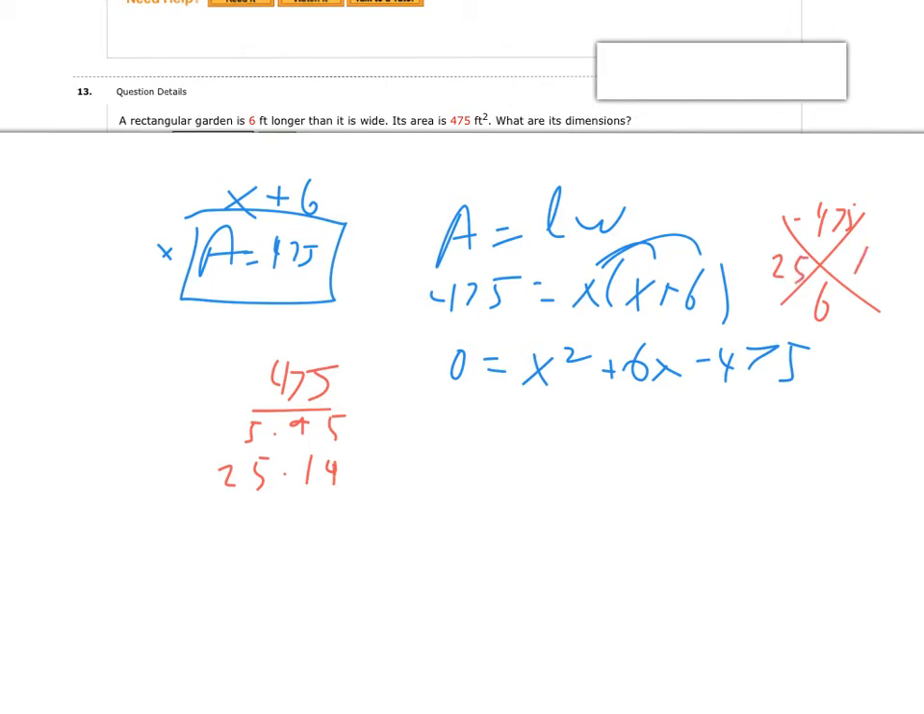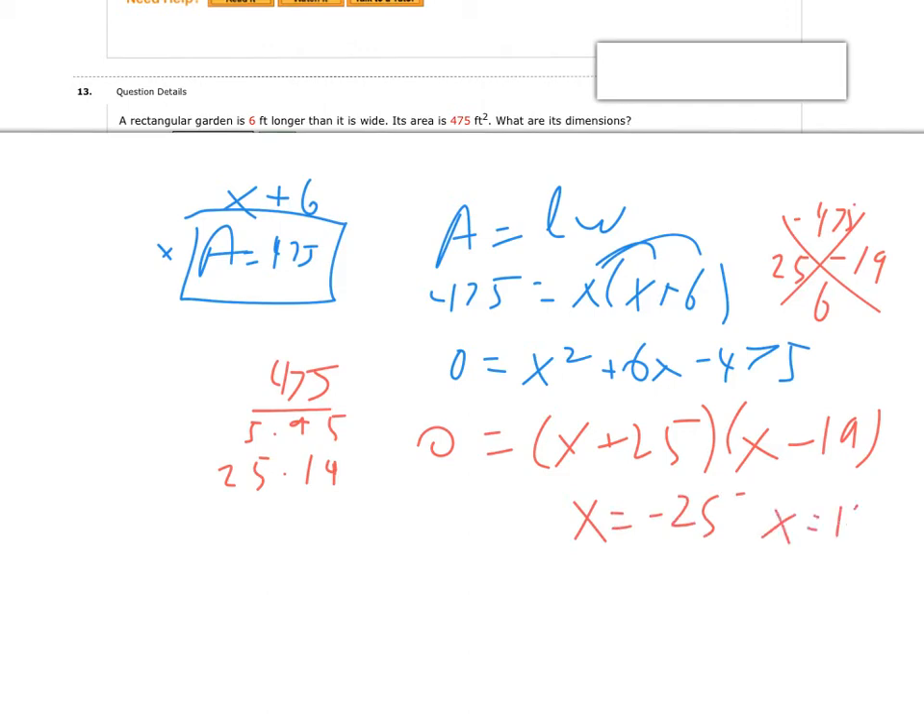Okay. So then we get 0 equals, it's got to be a negative 19, so x plus 25, and then x minus 19. So x could equal negative 25 or positive 19, but since it's a distance, it's really going to be the positive version of that number, so we'll go 19, and the other one's going to be 25. Now, it said that it's 6 feet longer, so the length is the longer one, so just keep that in mind. So that's going to be the 25, and then the width is going to be the smaller one, 19.